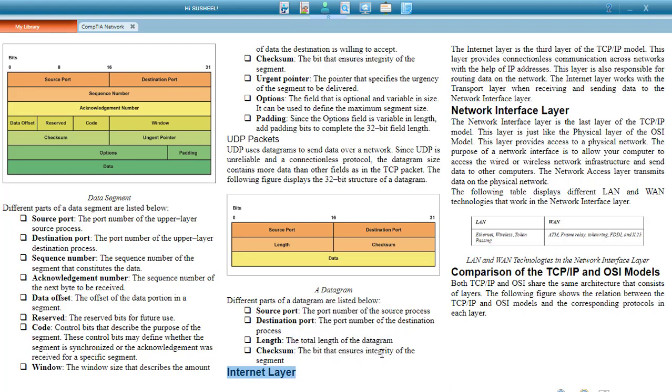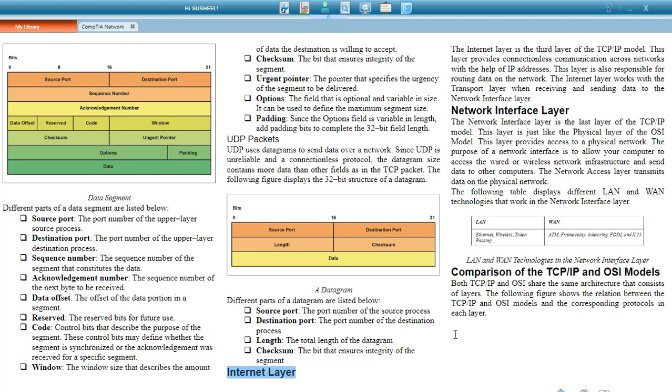Internet layer. The internet layer is the third layer of the TCP/IP model. This layer provides connectionless communication across networks with the help of IP addresses. This layer is also responsible for routing data on the network. The internet layer works with the transport layer when receiving and sending data to the network interface layer.